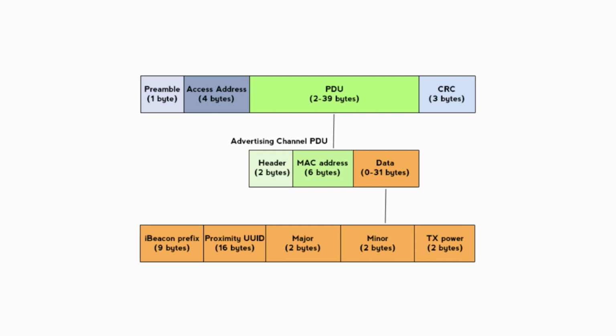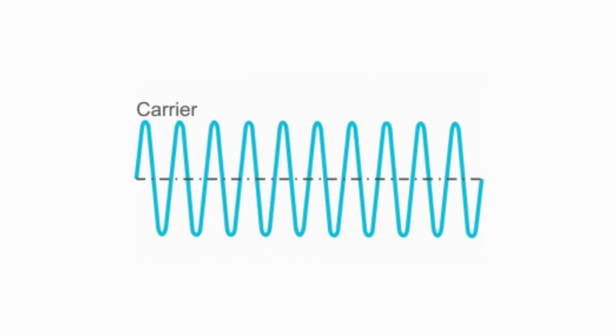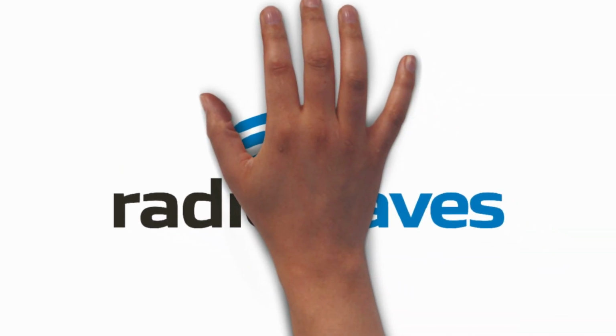If a file is too big, it will automatically break the packet into small pieces called fragments. The big packet is divided into small packets and sent to the sender block. The signal is multiplied by the carrier signal and transmitted on the radio waves and received by the other phone.